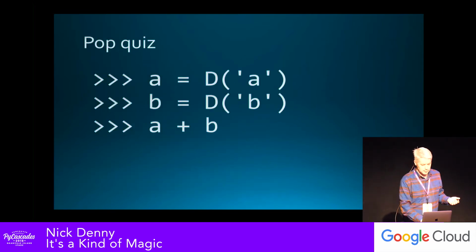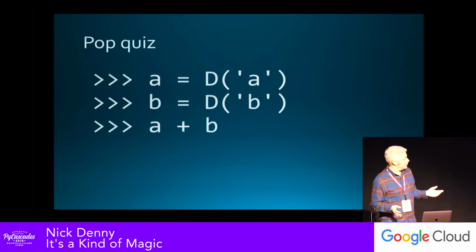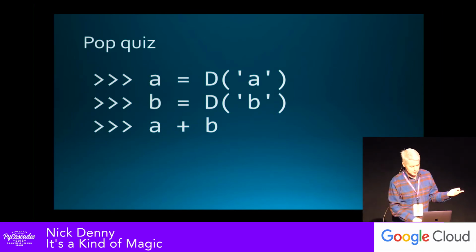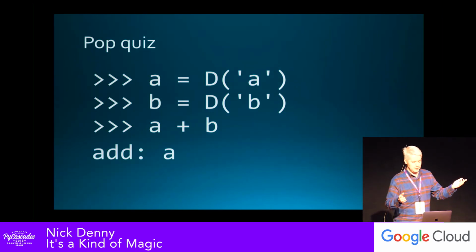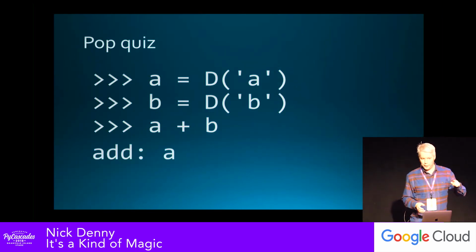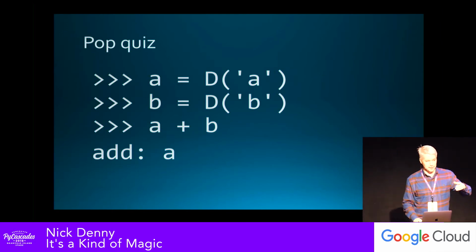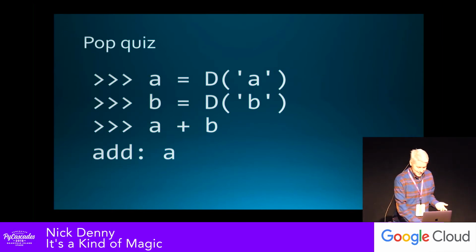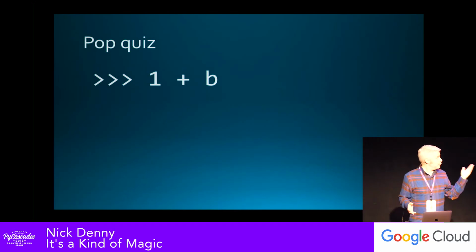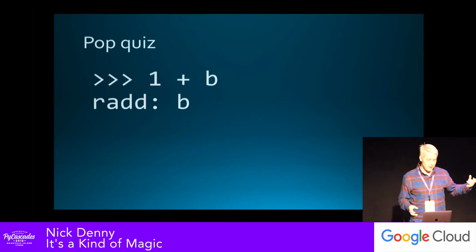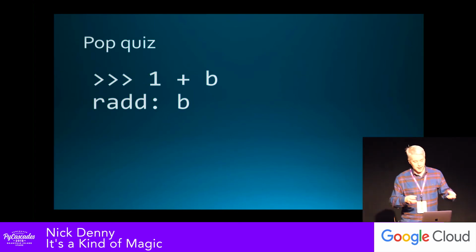So we have A and B. We call A plus B. So what's it going to print? It's going to print add A. So it's not called the R add of B. It's just called the add of A. And then 1 plus B. See where R is coming in here. R add B. So because the 1 didn't know what to do with B, the R add gets called.